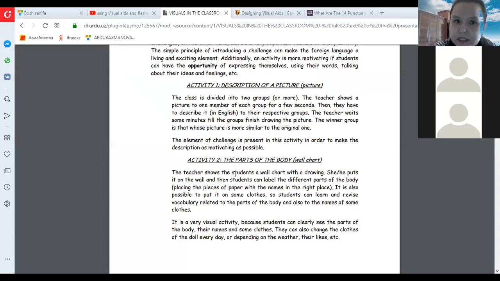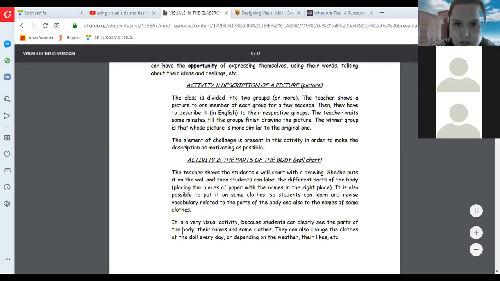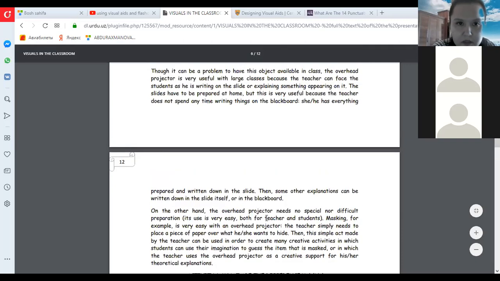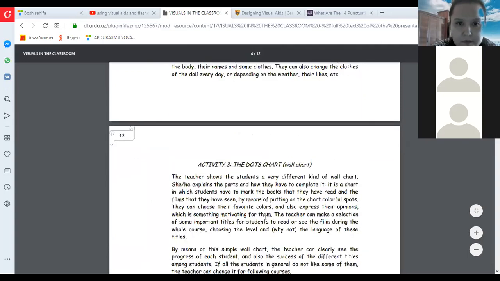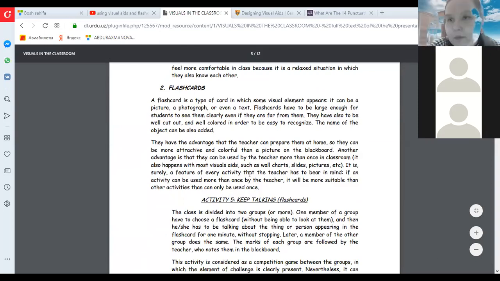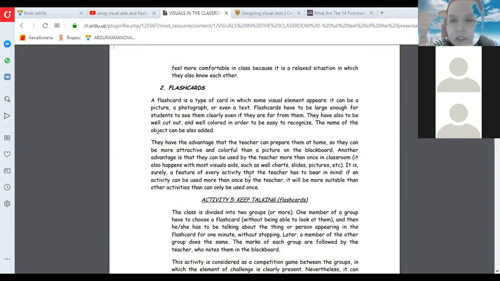The winning group is that whose picture is more similar to the original one. The element of challenge is present in this activity in order to make the description as motivating as possible. So if you use the pictures, this activity can be very helpful for you. In your classrooms, you can use it. And the next one, sometimes we have to use flashcards, as I mentioned it. So here it's given some information for the use of flashcard in your English classrooms.